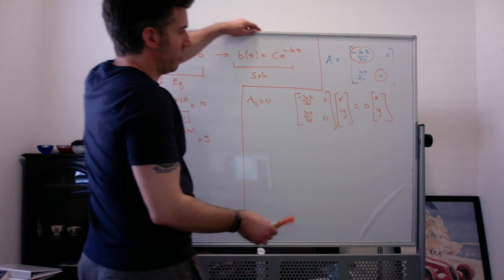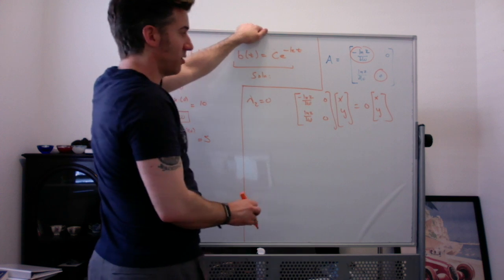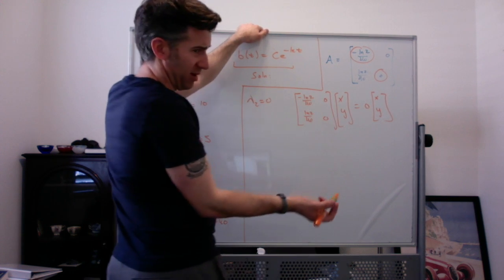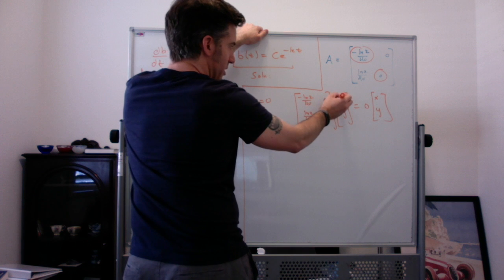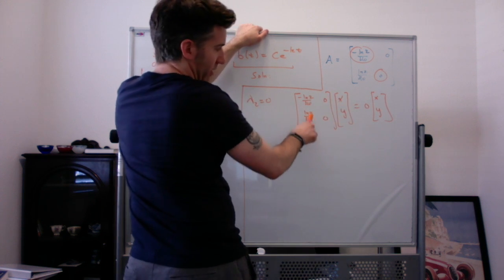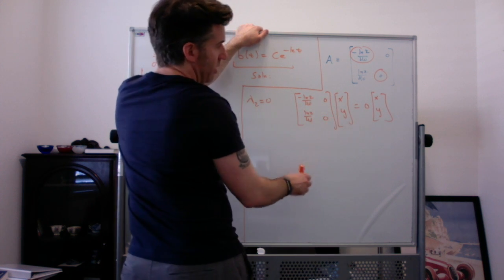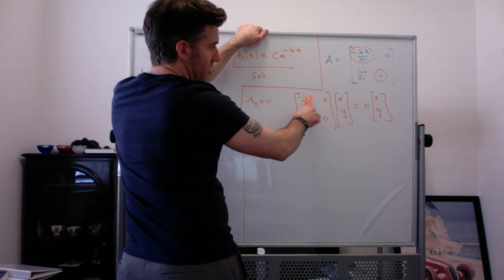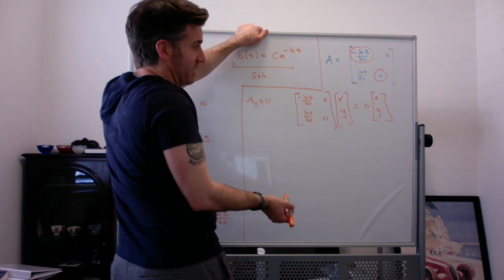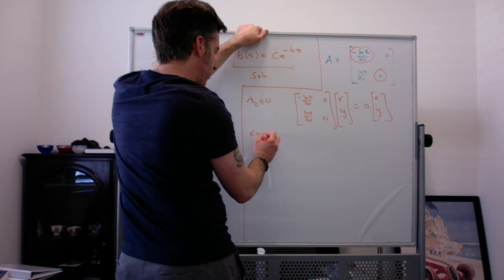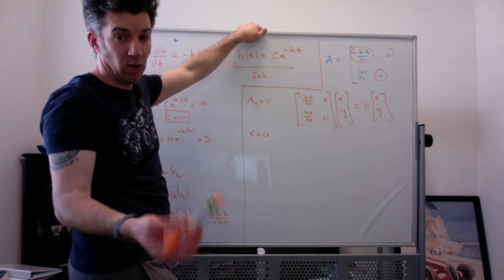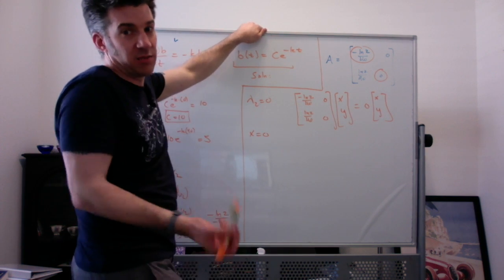Well, let's see here. x has to be 0, right? You've got this times this plus 0 times y. And you've got this times this plus 0 times y. And both of those have to equal 0. So this times x being 0 means x has to be 0. And we know from before that if you find an eigenvector, right, if one of the things is 0, the other one gets to be 1 automatically.